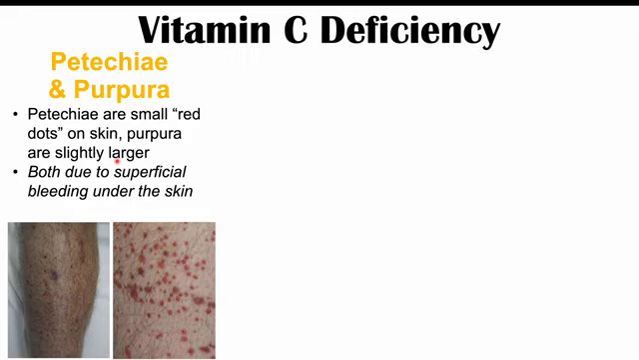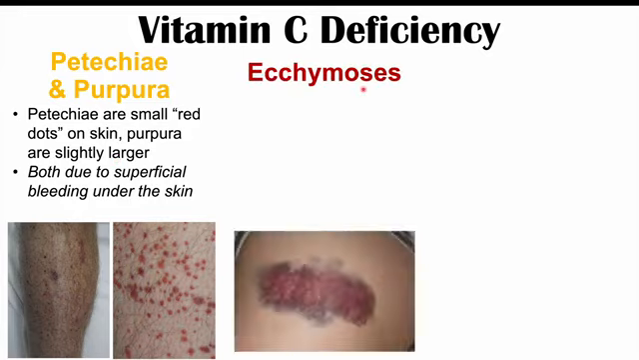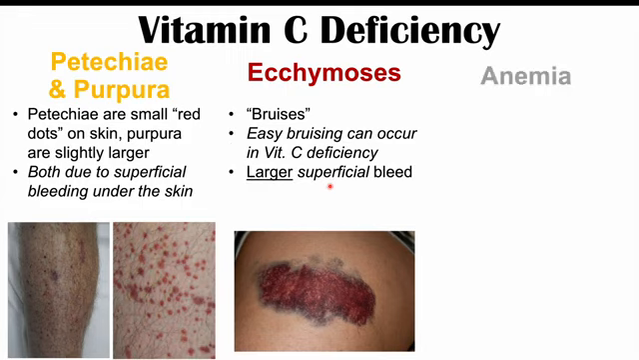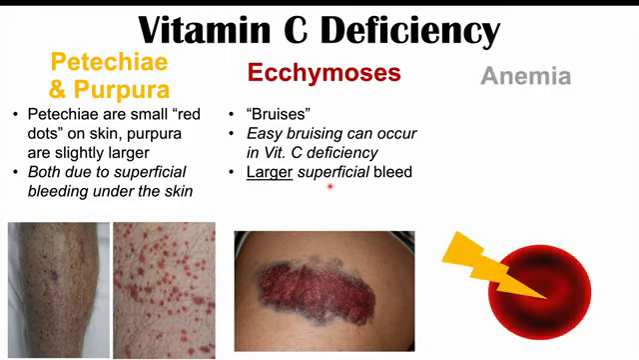So we can see this in more severe cases of vitamin C deficiency, although we may see it in milder forms as well. Ecchymoses are something else we may see, and you may again be wondering, what is ecchymoses? Ecchymoses are bruises. So bruises can be more likely to occur in a vitamin C deficiency, easier bruising, for instance. And what bruises are essentially are larger superficial bleeds. And then we can also see anemia more likely to occur in vitamin C deficiency, but it is a particular type of anemia, and that is hemolytic anemia.